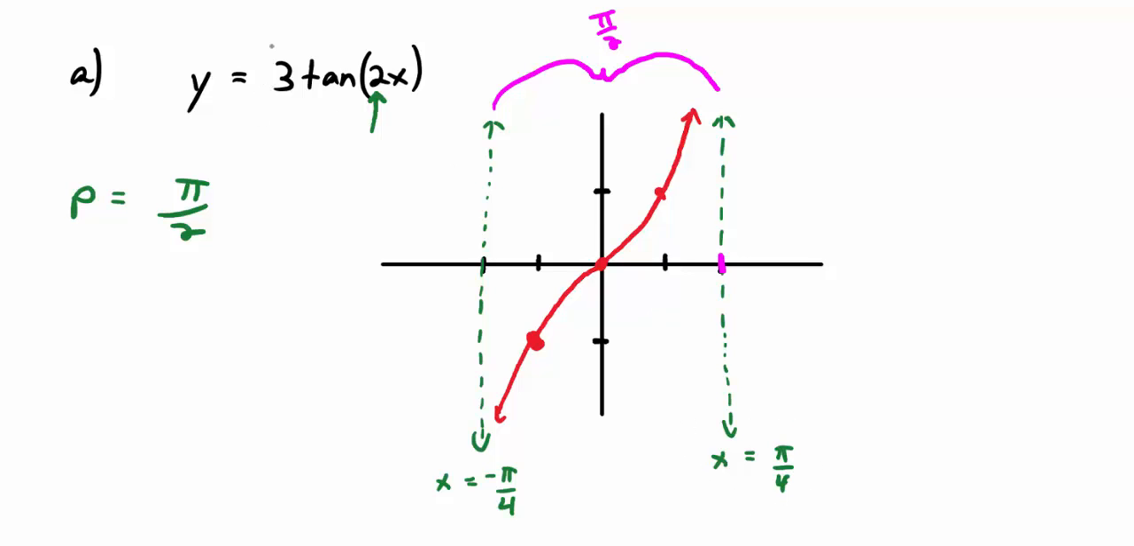It would be pi over... It would be half of this, so pi over 8. And then this would be the opposite of that, negative pi over 8. And then what would this value be right here?